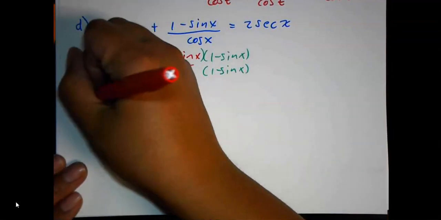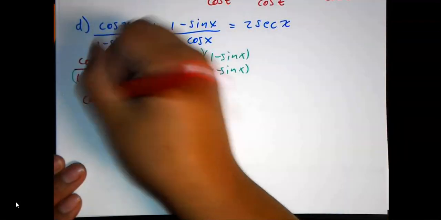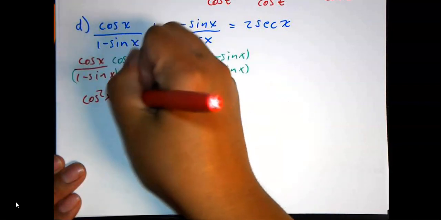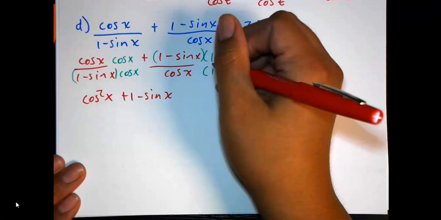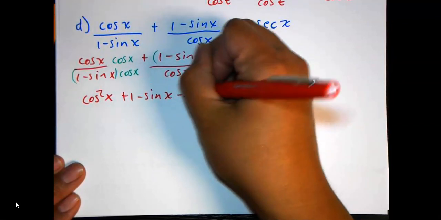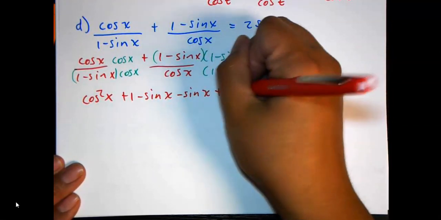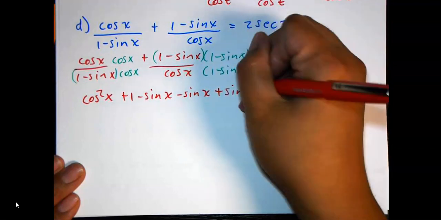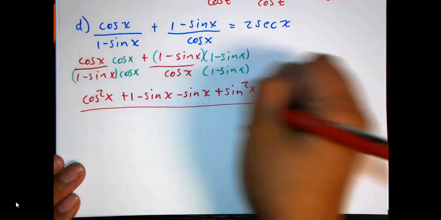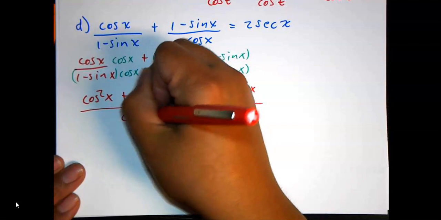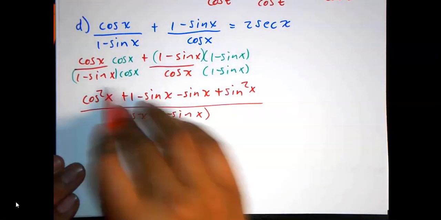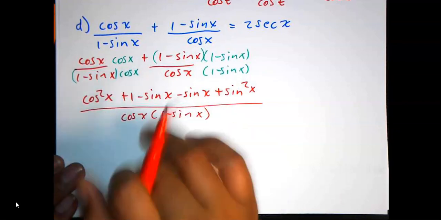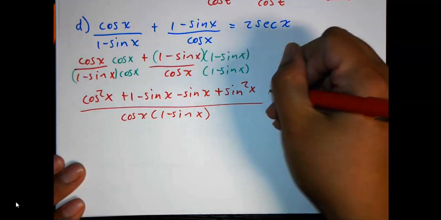So cosine times cosine, cosine squared of x. 1 times 1 is 1. 1 times minus sine, negative sine. Negative sine times 1, negative sine again. Negative sine times negative sine will be positive sine squared of x. Like I mentioned, I'm going to leave my denominator as it is. I am not going to distribute. Since I have common denominators, I can write it as one fraction.